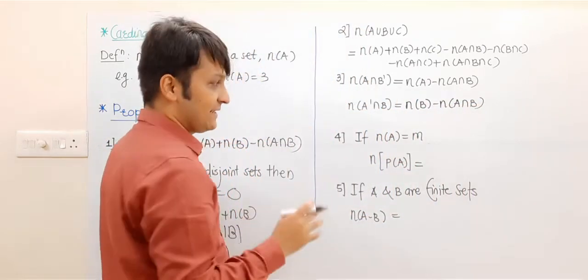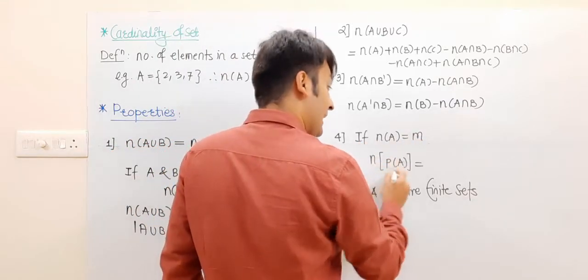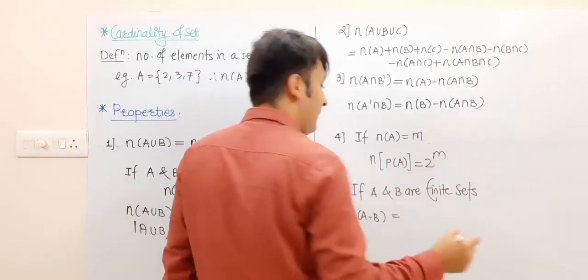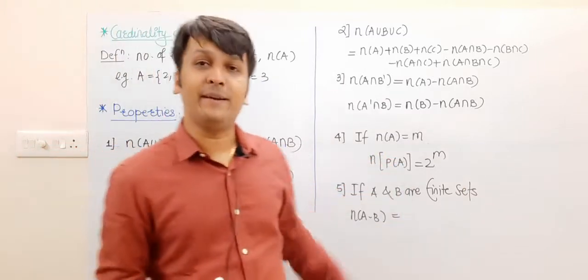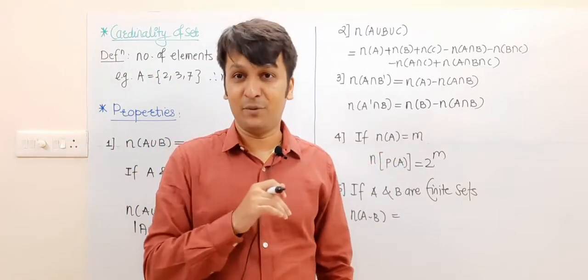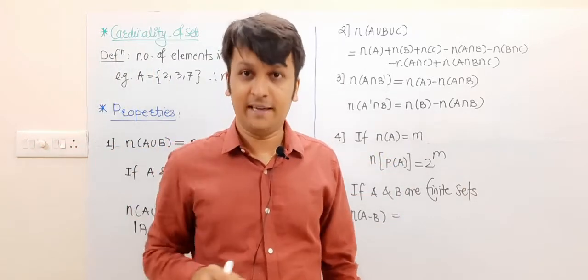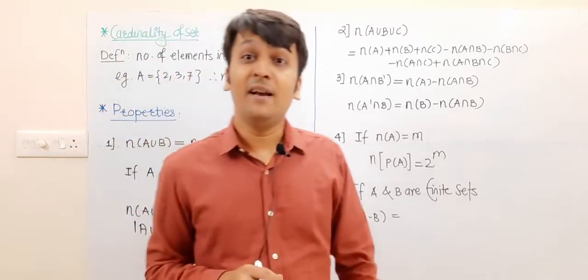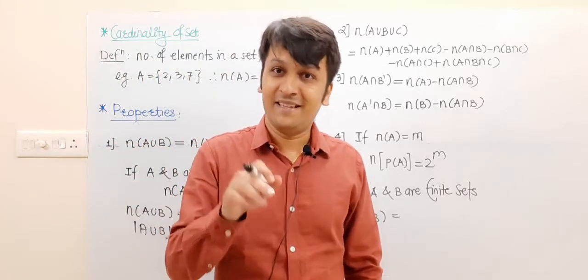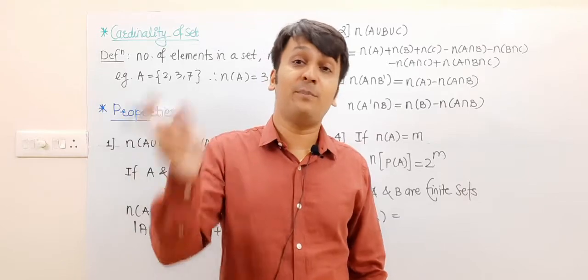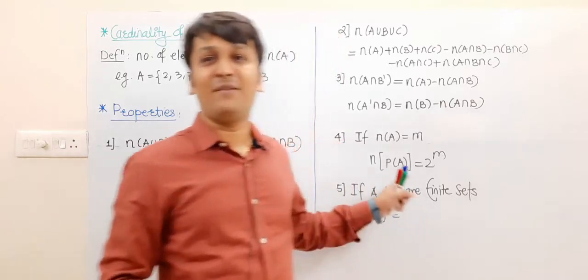Clear? Check next. If n of A is m, then n of P of A is 2 raised to m. My question is, what is P of A? It's the power set. If you remember, the power set of set A, correct or not? What is the power set of A? The set of all possible subsets of that set is the power set, correct?